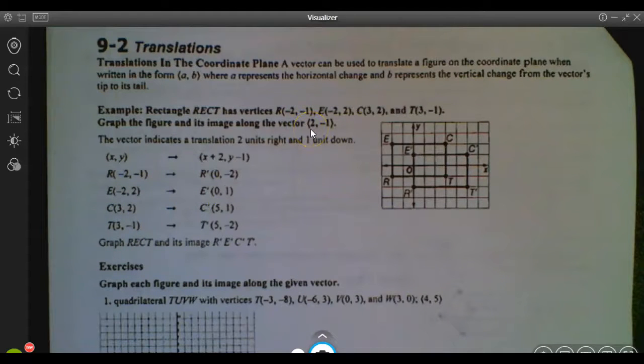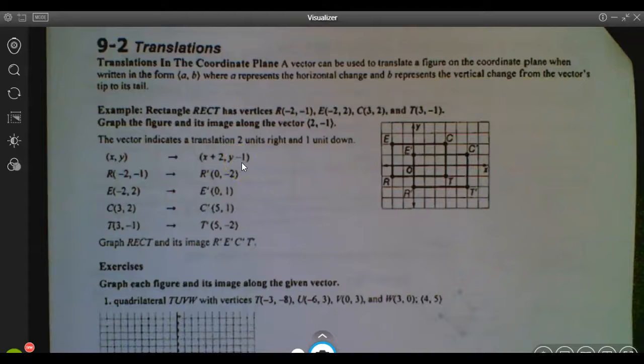They added 2 to all of the x's, right? And so they're telling you, here's the rule. Add 2 to all of your x's. And they're subtracting 1 from all of the y values. So again, here's the rule. Subtract 1 from all of your y values.